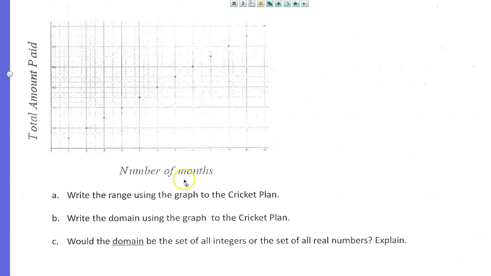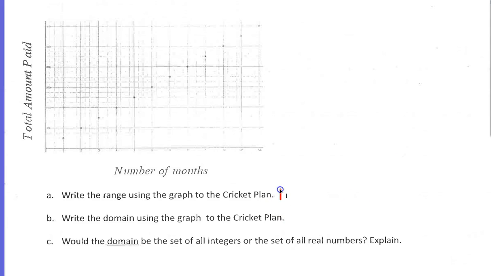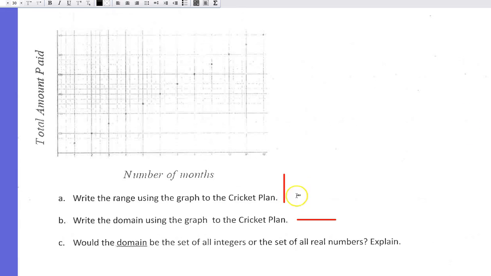Okay, what's the range? The range is up and down. The range are the up and down numbers. The domain are the left and right numbers. Okay, so this one, the months are between 0 and 12 because there's as many as 12 months. And then the money is anywhere from 0 to, there's a really small number up there at 600.